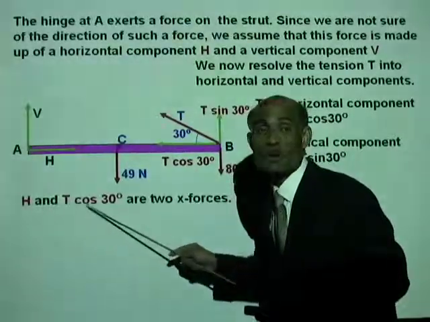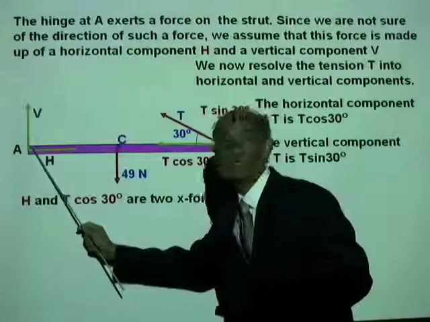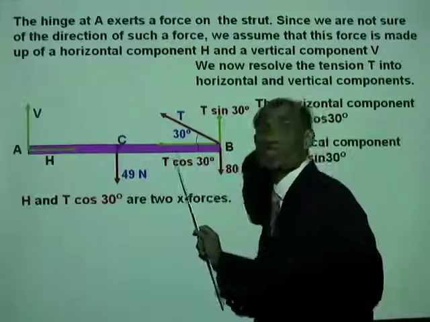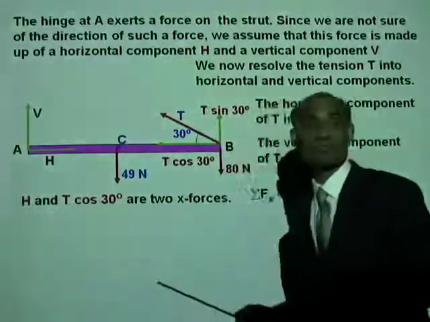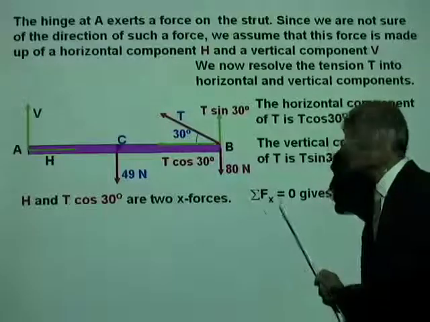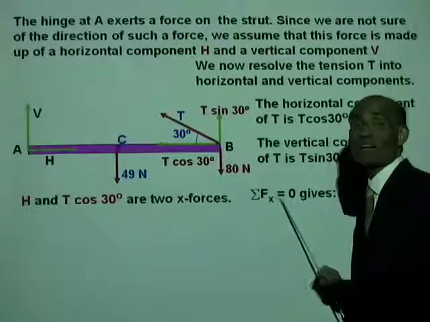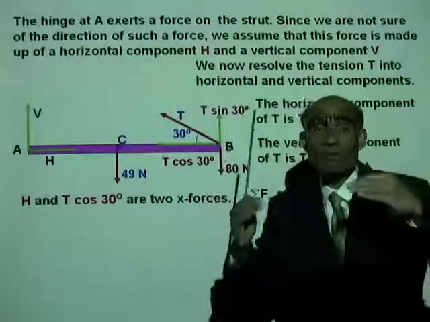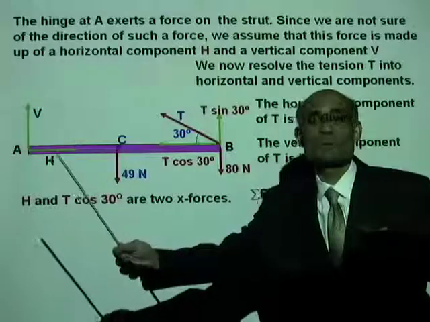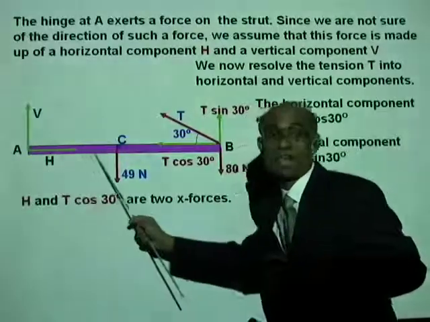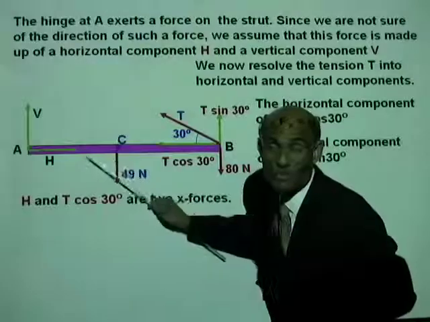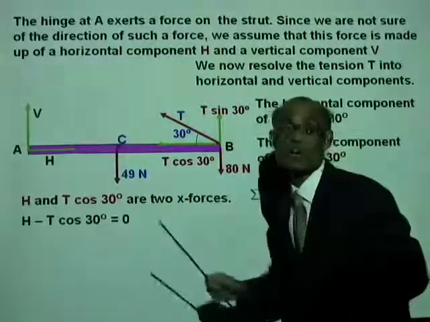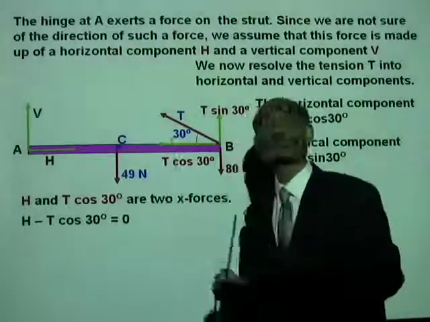H and T cos 30 degrees are x forces. H is a positive x force. T cos 30 degrees is a negative x force. So, if I now use this condition, summation Fx equal to 0, what does it mean? It means add all the x forces and set it equal to 0. It means positive H minus T cos 30, isn't it? This is negative. So H minus T cos 30 degrees equal to 0.